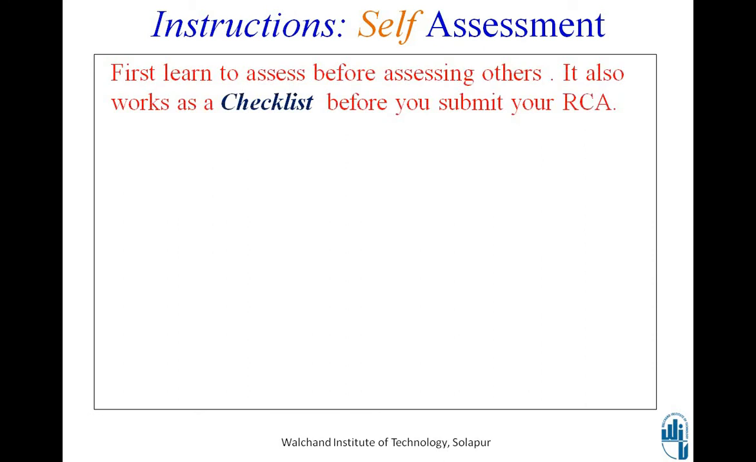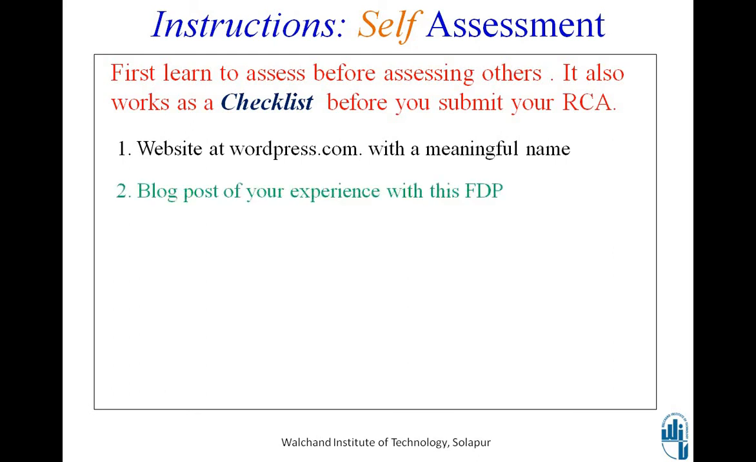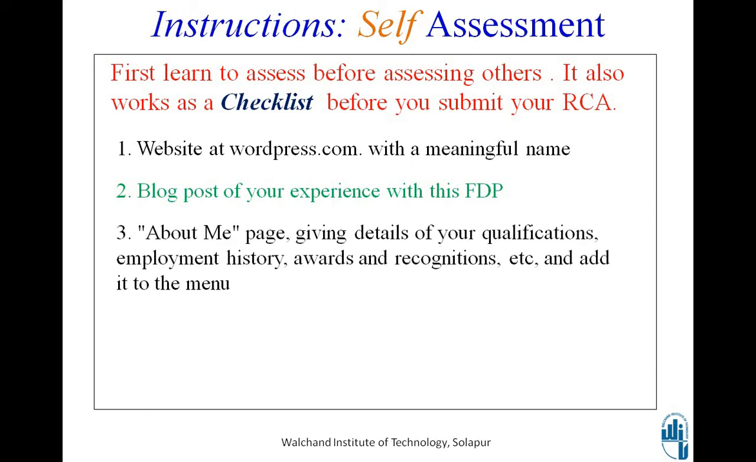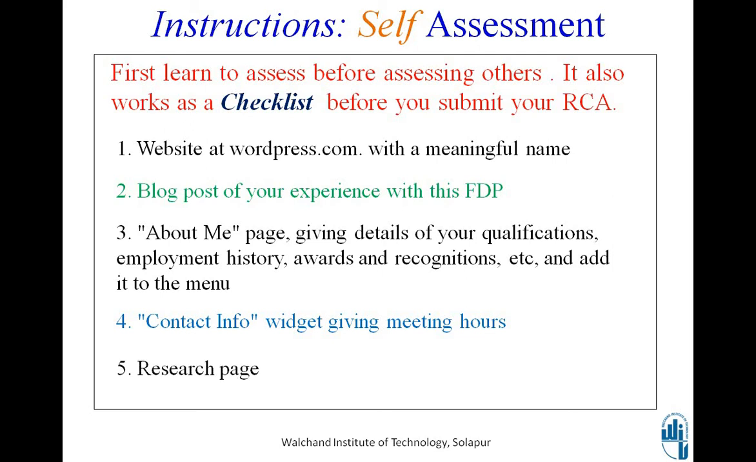Now, how to assess? Let us first learn to assess before starting assessing others. It also works as a checklist before you, the participant, submit your resource creation assignment. First, you need to check the website at wordpress.com with a meaningful name, a blog post of your experience with this FDP, an About Me page giving details of qualification, employment history and so on, a contact info widget giving meeting hours, and the research page.